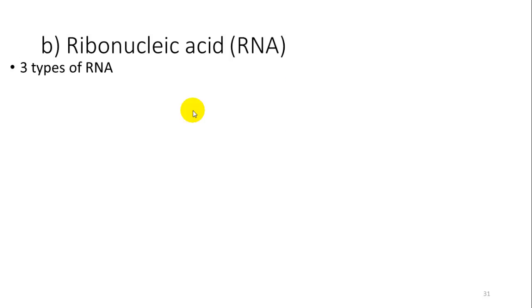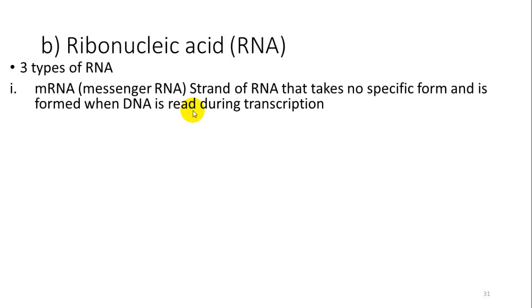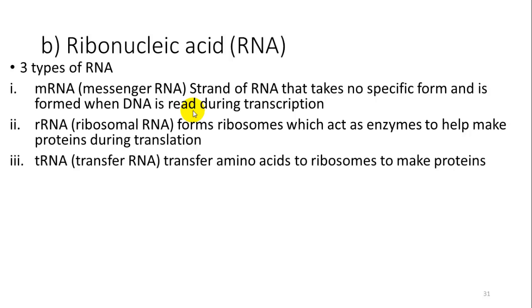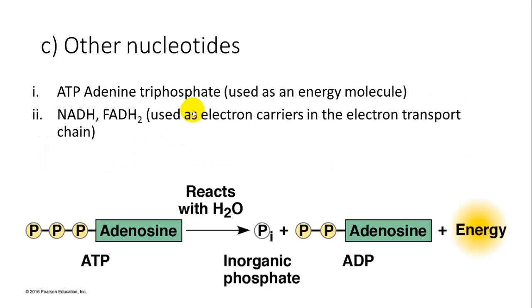There are 3 types of RNAs. You have messenger RNA, which is important for taking the instructions from the DNA to the protein. You have ribosomal RNA, which actually forms a ribosome, which then is an enzyme for making protein. And you have tRNA, or transfer RNA, which takes amino acids to the ribosome to have them stitched together to make a protein. We'll talk more about that later.